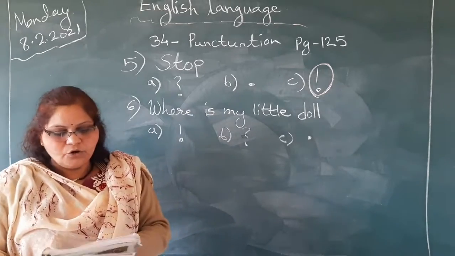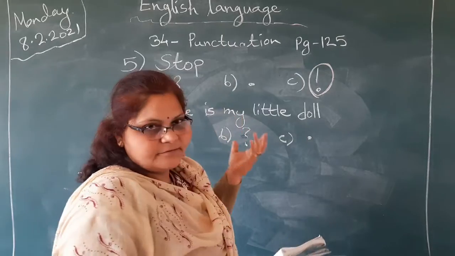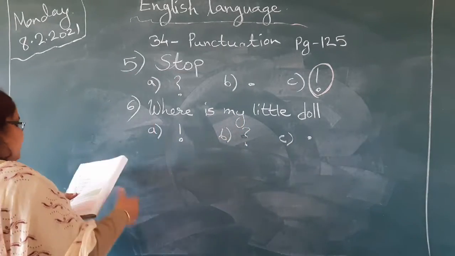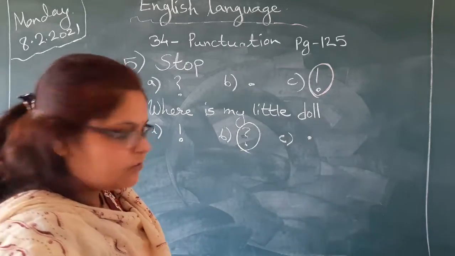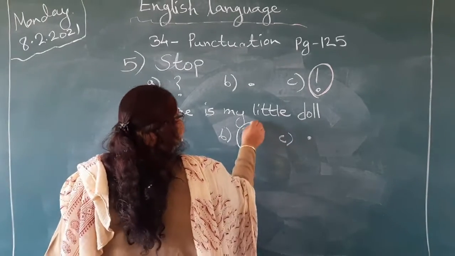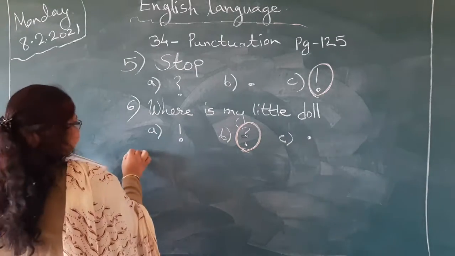मेरी doll कहाँ है? छोटी doll कहाँ है? तो it is in question. Where? So answer you can get quickly. Yes, it is question mark. What is the answer? You can see it is in question mark. Number 7.